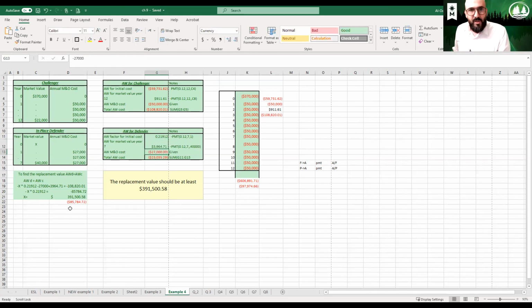Now we have an equation with one variable. Solve the equation for X, and that would give you the value of this machine to be $391,500. And that would basically make it worth the replacement if they want to replace it.